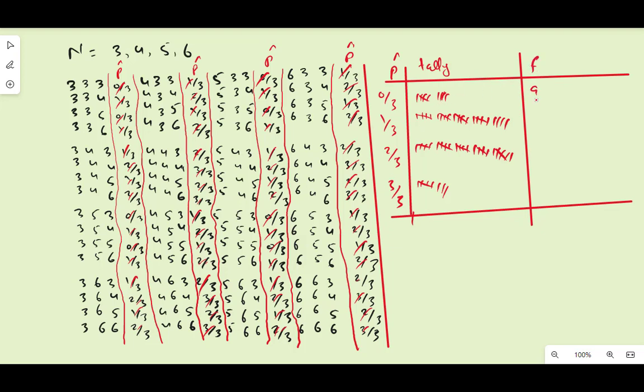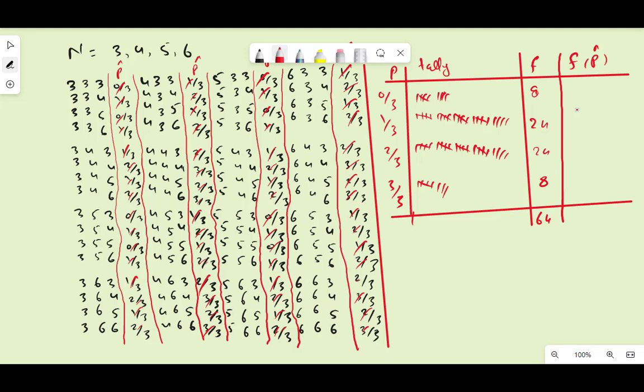The frequencies are 8, 24, 24 and 8, and the total is equal to 64. So the probabilities are 8 over 64, 24 over 64, 24 over 64 and 8 over 64. So this is how to construct the sample distribution for sample proportion when the population size is equal to 4 and the sample size is equal to 3, and the sampling method is sampling with replacement.